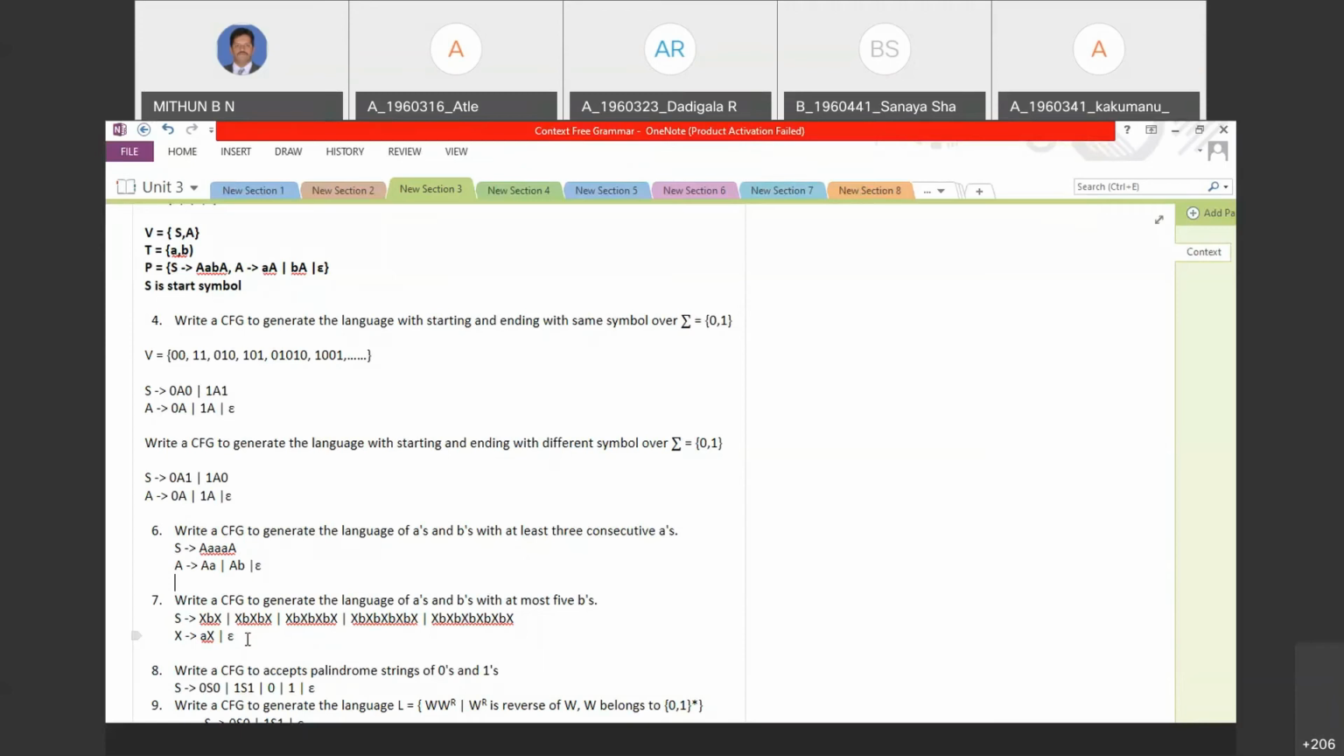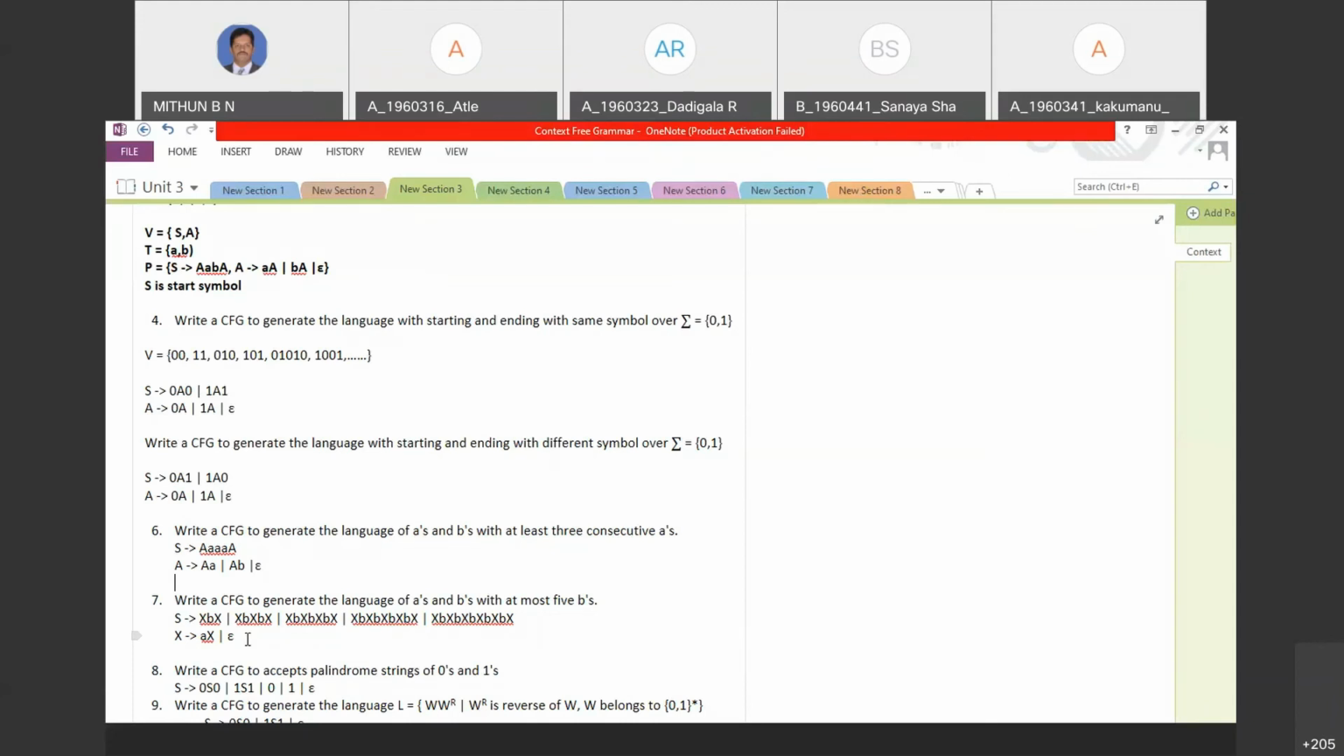Check with 7th one. 7th one is somewhat different. It says write a grammar to generate the language of A's and B's with at most 5 B's. And the 5 B's need not be consecutive. I'm not telling it to be consecutive. So I may make all these combinations now. If it was consecutive, it was similar to the maximum previously.